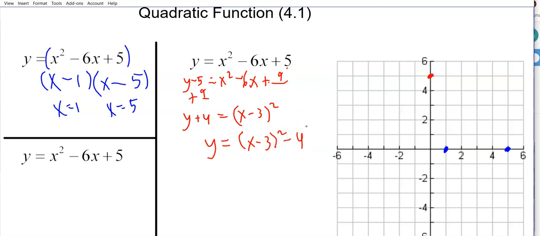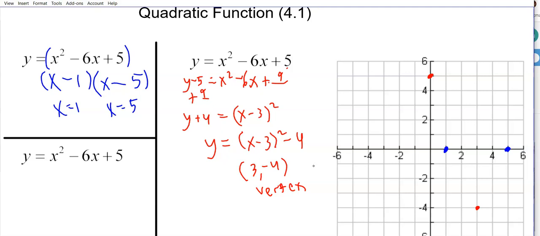So I know a couple things. I know my vertex is at 3, negative 4. So 3, negative 4, that's my vertex. See, that's vertex form. So 3, negative 4 is the vertex. So when it's in vertex form, we can easily get the vertex.